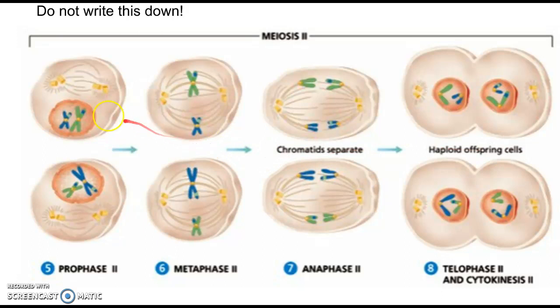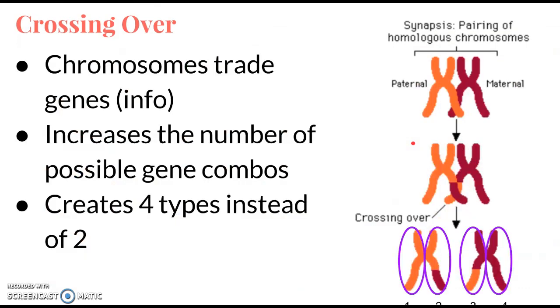And this is meiosis 2, when we have those 2 cells from that first picture, and they divide to get our 4 cells in the end.